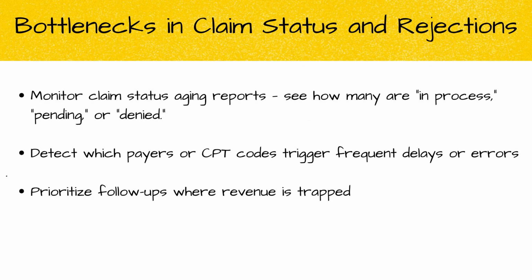Another thing you can do is you can monitor your claim status aging reports, see how many are in different statuses and different stages of submission, and then you want to detect which payers or CPT codes trigger frequent delays or errors. And then that will show you where your revenue is trapped in which cycle, so that you can focus your efforts in that area to get it to the next stage.